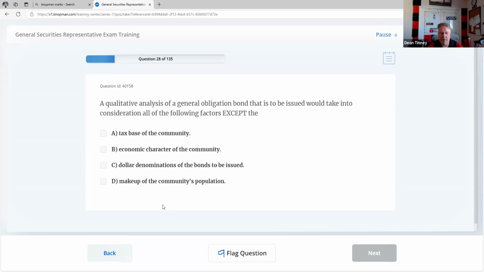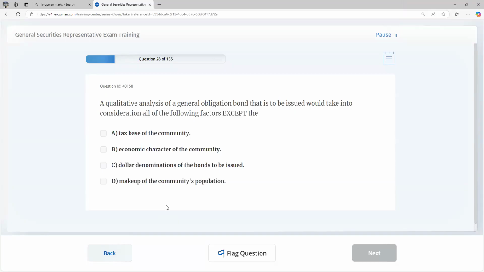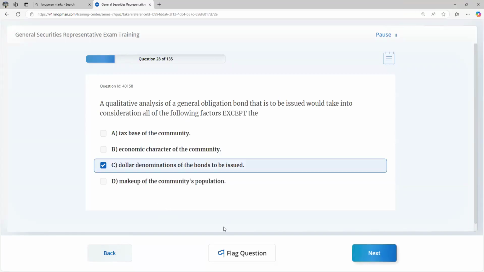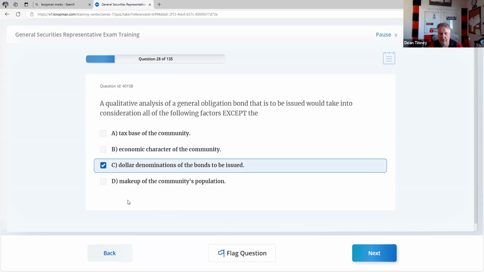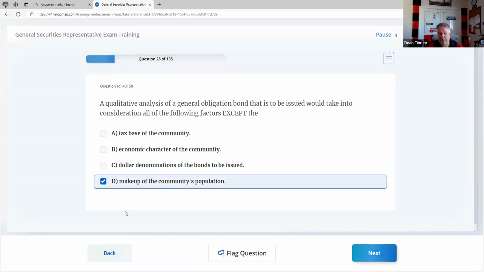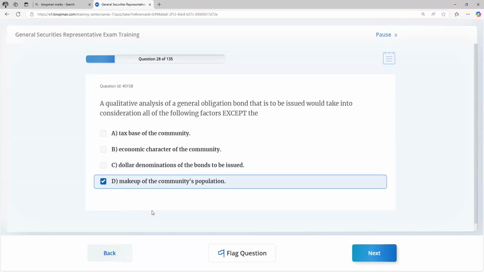Does whether you buy them in $250 increments or $1,000 increments or $25,000 increments have anything to do with the determination of the quality of the bond? I say no. You don't think it's the dollar denomination? I think it's C, but with the makeup of the community's population, I think that's going to be qualitative. I could get it wrong, but I'm saying C. What do you want to say? The makeup of the community's population, like there's 10 people that live in the town, or there's 10 million people, versus the dollar denomination of the bonds to be issued?